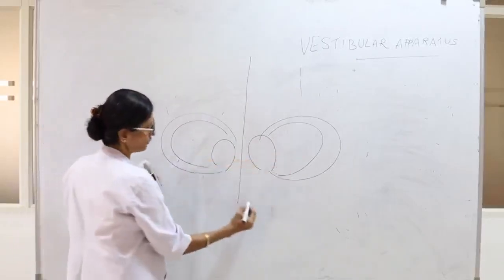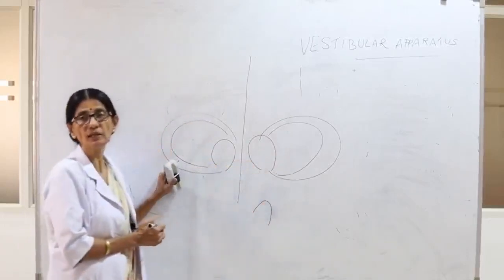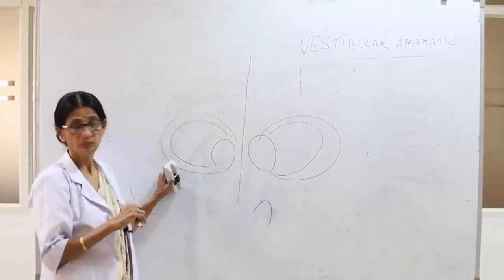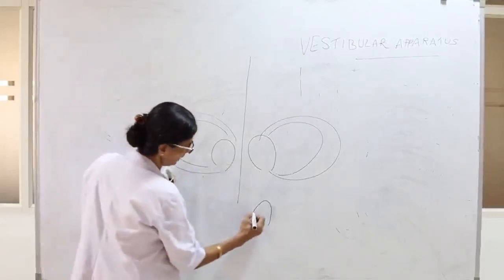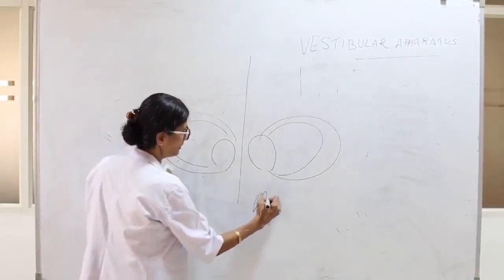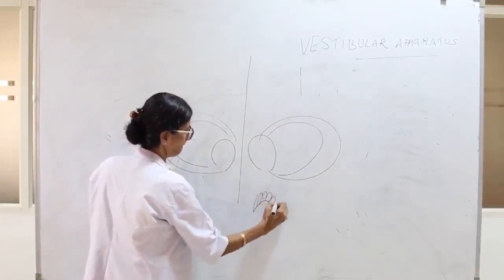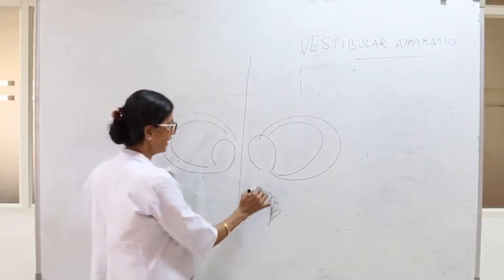Now this structure is seen as a dome-shaped structure, which is a thickened epithelium of the membranous labyrinth. It is made of tall columnar epithelial cells which are also ciliated.